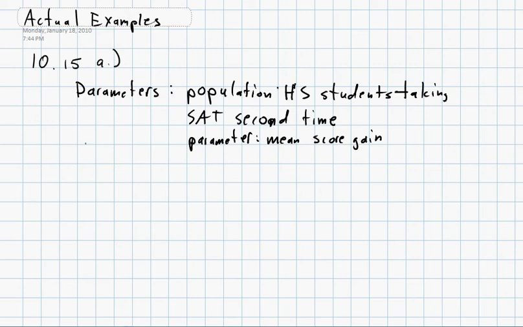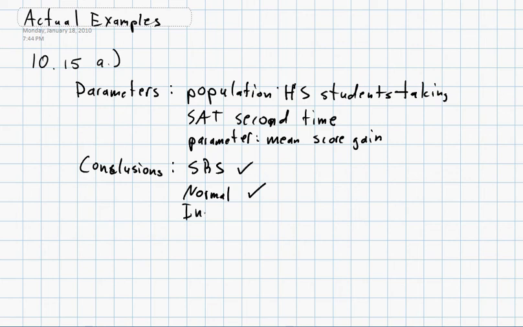Now we need to check our three conditions. There are three conditions that we need to check. First, is it a simple random sample? In this case, yes, it is. Is it normal? It is. It says in the problem that it's normally distributed.